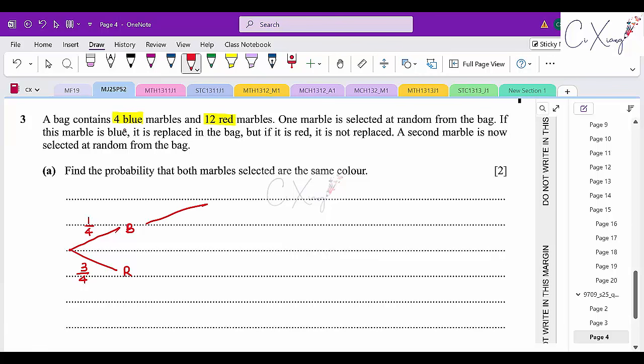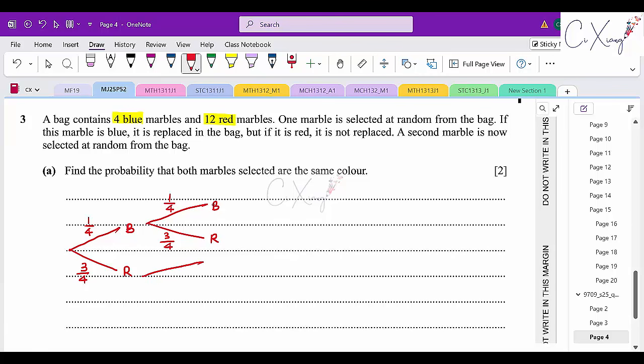If you imagine that the first marble that you take is actually a blue marble, when you get a blue marble, you replace it back. When you replace it back, then the bag still has the same amount of blue and red marbles. Therefore, when you want to get the second blue marble, it is still the same probability, 1 over 4. Then the red will be 3 over 4.